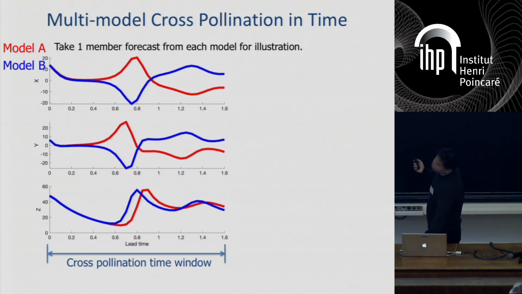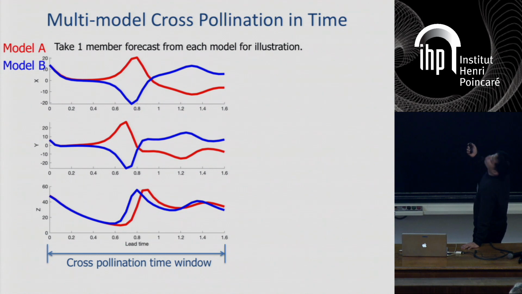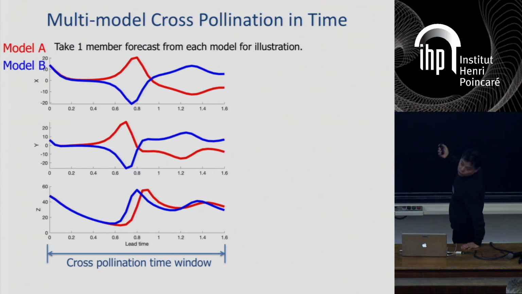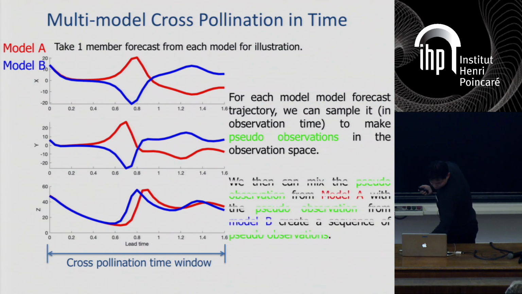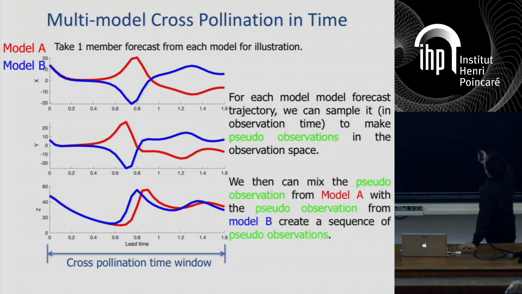So what we do here is, let's say we just take one member from each of the forecasts, to make it a simple illustration. Again, this is X, Y, Z for the Lorenz 63. For each of the model forecasts, the trajectories from 0 to the first cross-pollination time window, we can sample in the observation space to make so-called pseudo observations. What this means is we can just mix the pseudo observations from model A and the pseudo observations from model B to create a sequence of pseudo observations.